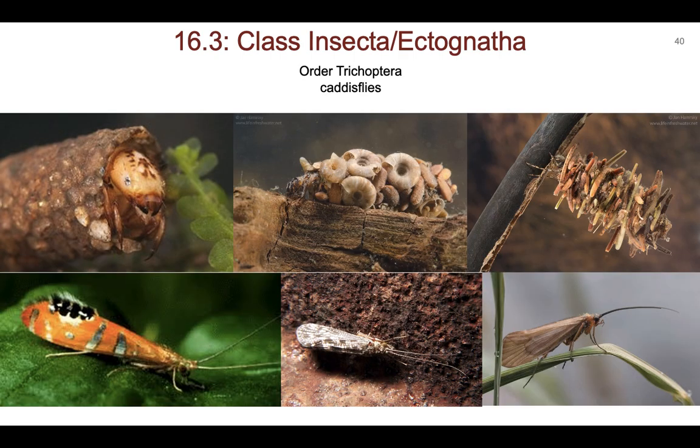We've also got the order Trichoptera. These are the caddisflies. You should also be familiar with these from Gen Bio. As larvae, or as nymphs, they'll build these really cool cases around them. Some are free living, some are case building. Here's one that made one out of snails, sticks, rocks. And then these are what the adults look like.